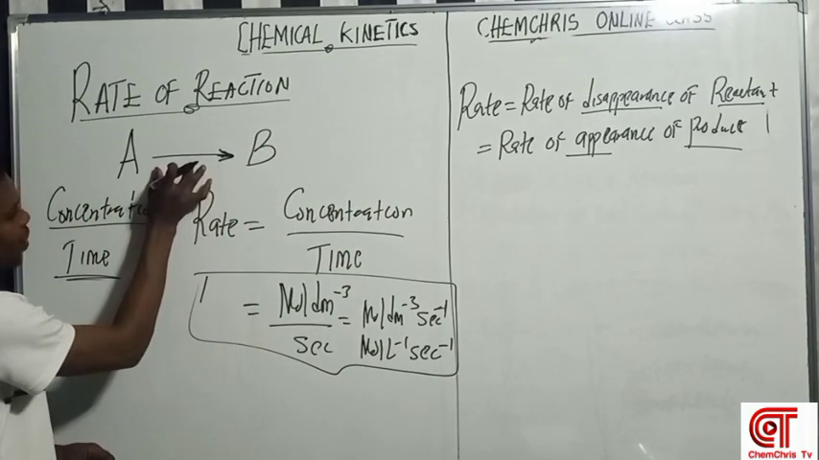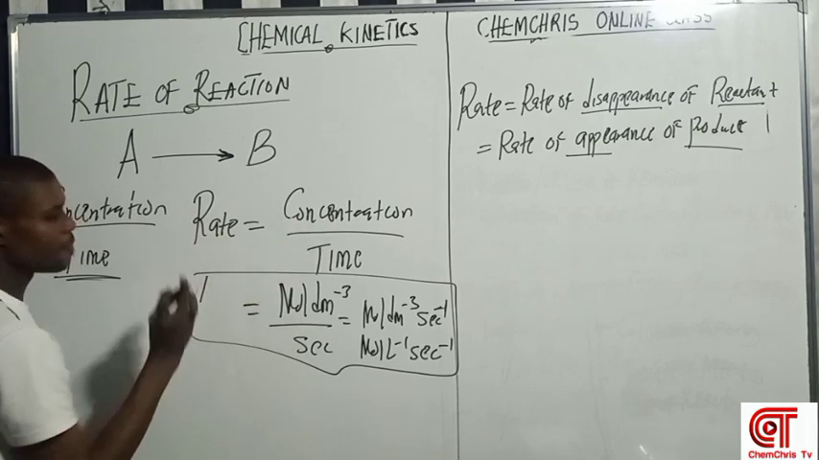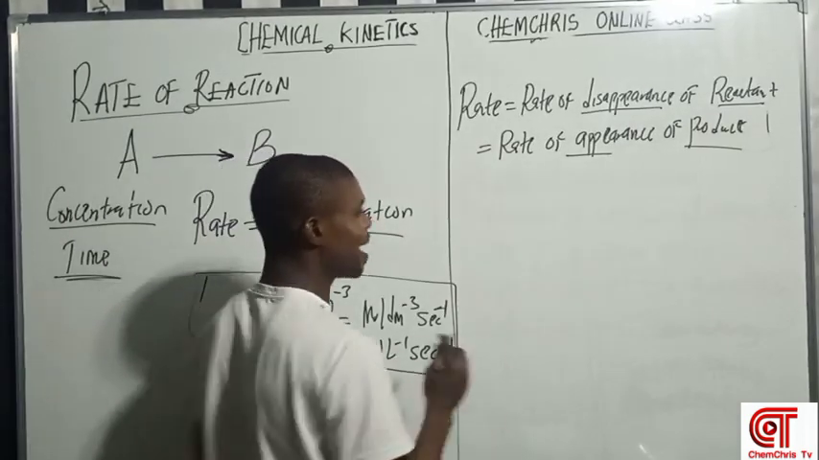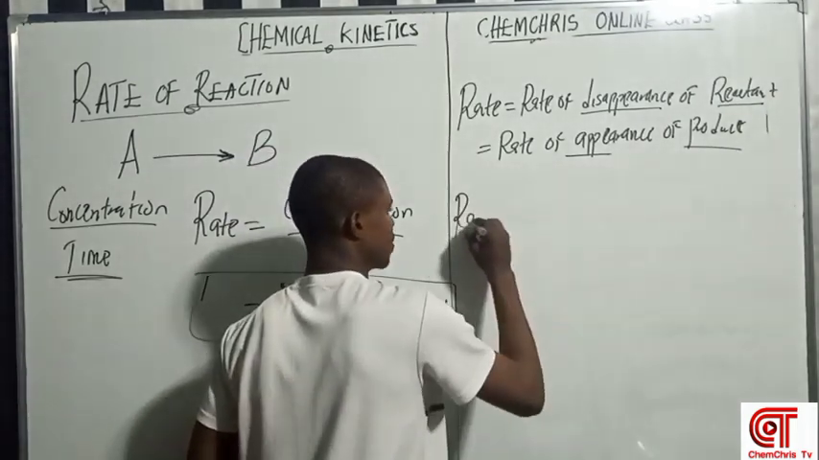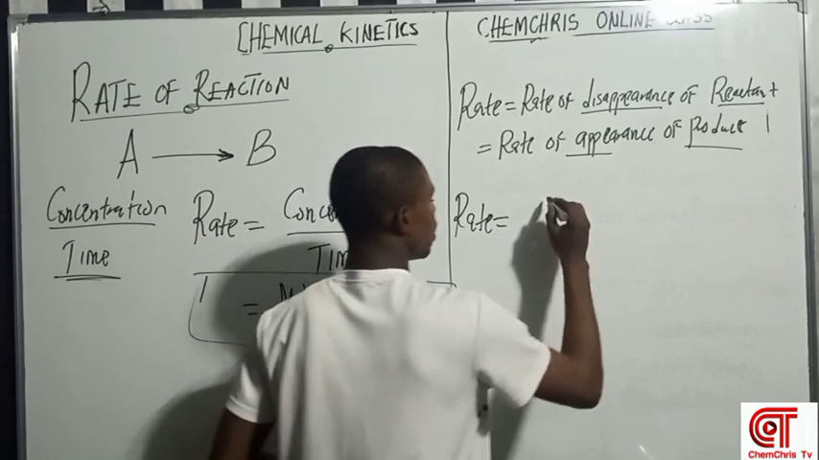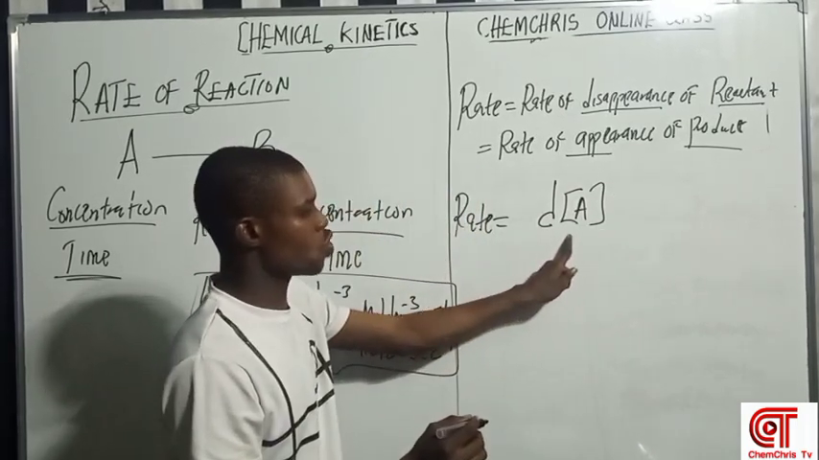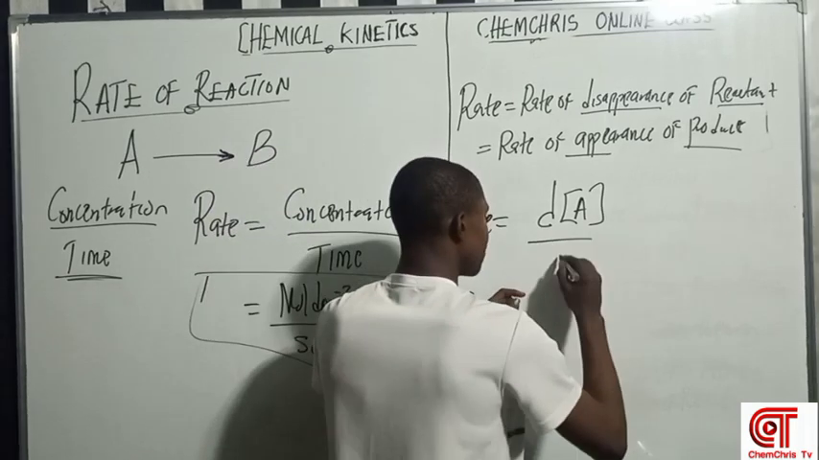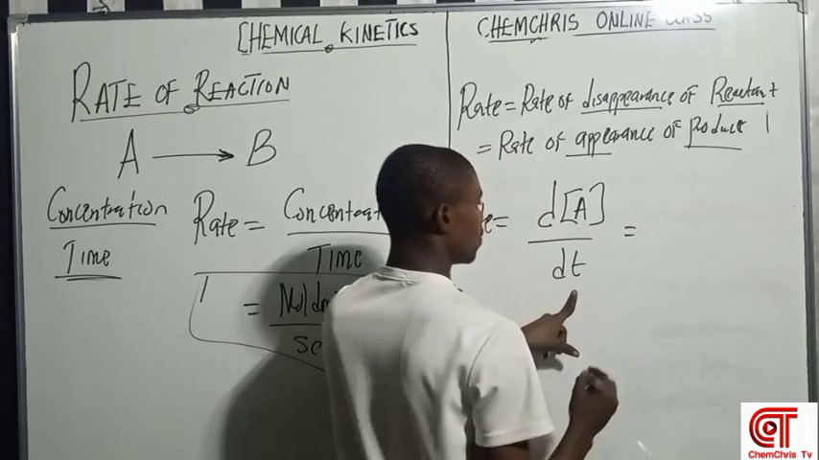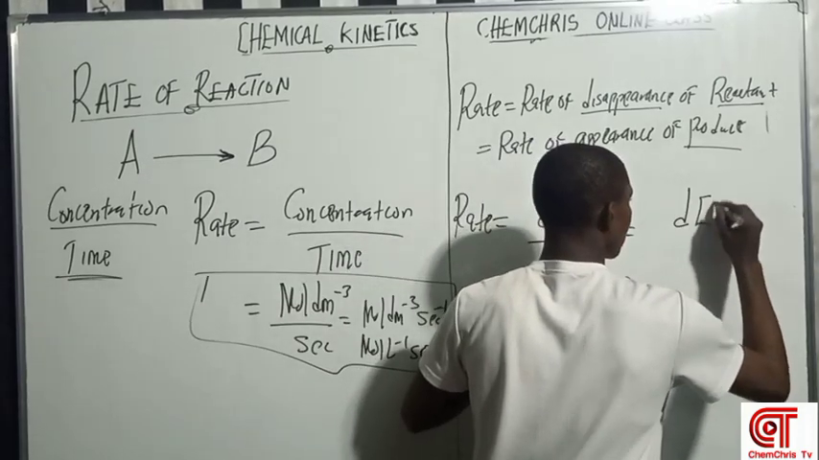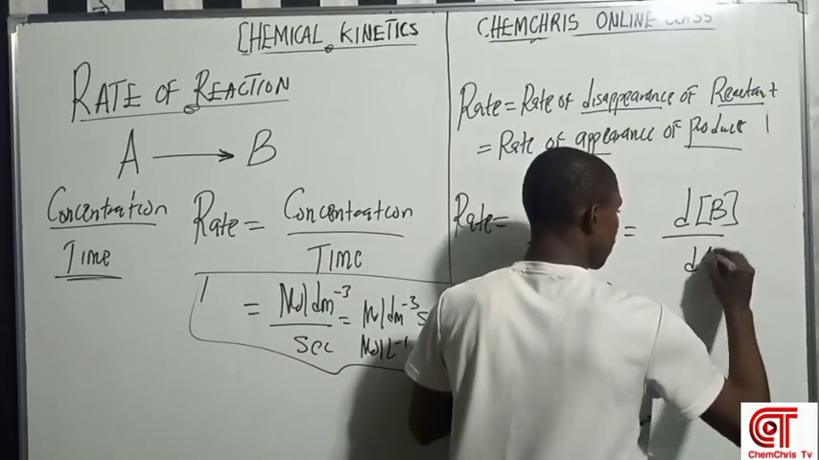So if you look at this reaction here, remember that rate is concentration over time, right? So you can write a mathematical equation like this. Rate is equal to change in concentration of A over change in time, equals change in concentration of B, which is the product, over change in time. Just that.